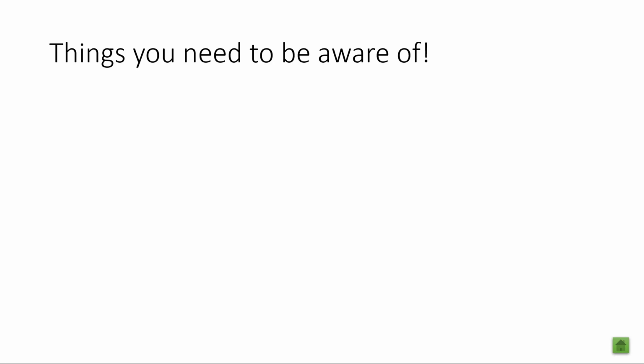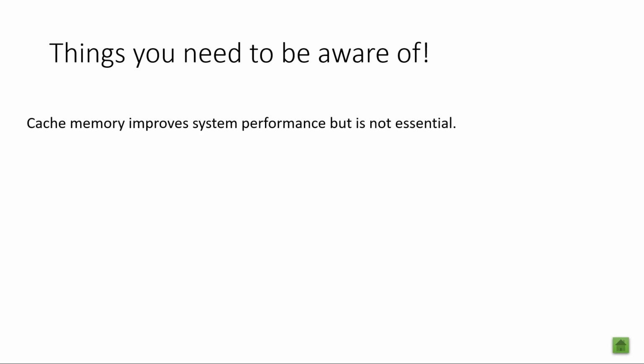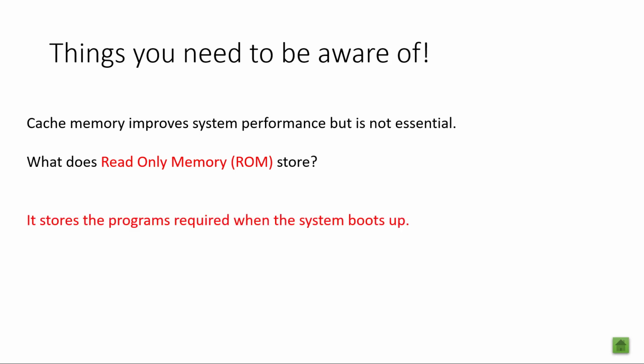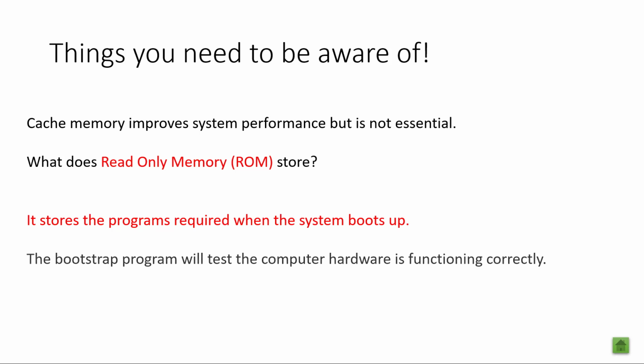And there's a couple of things that you need to be aware of. Cache memory improves system performance, but it's not essential. You don't need it. And you've got to think about what else we have in regards to our primary storage. We have something called ROM as well. And ROM, read-only memory, stores the programs required when the system boots up. It usually checks that all the hardware is functioning correctly.